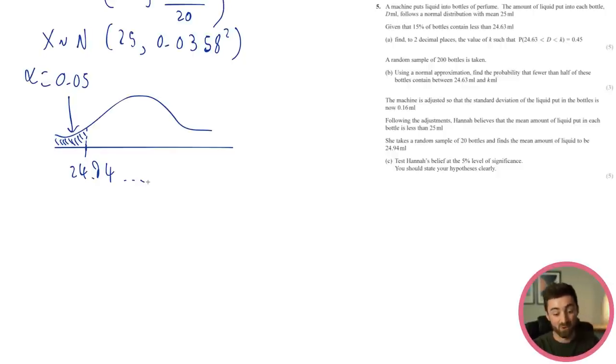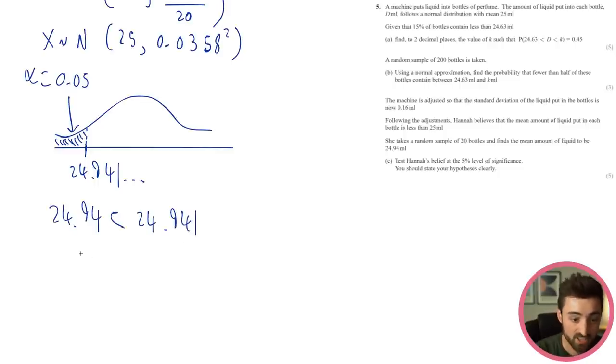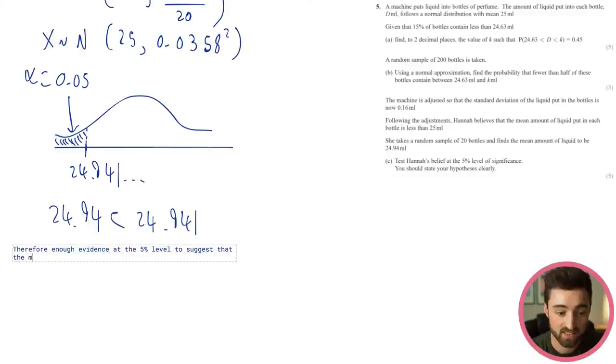I got 24.941, and then a few more digits in the calculator, but she got 24.94, so she is just past it, isn't it? She's just smaller than that critical value. So I can say, therefore, there is enough evidence at the 5% level to suggest that the mean is smaller than 25, just in there.